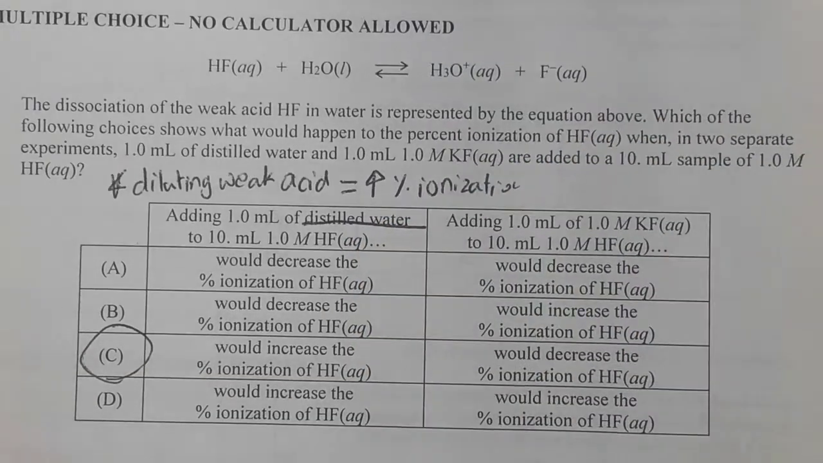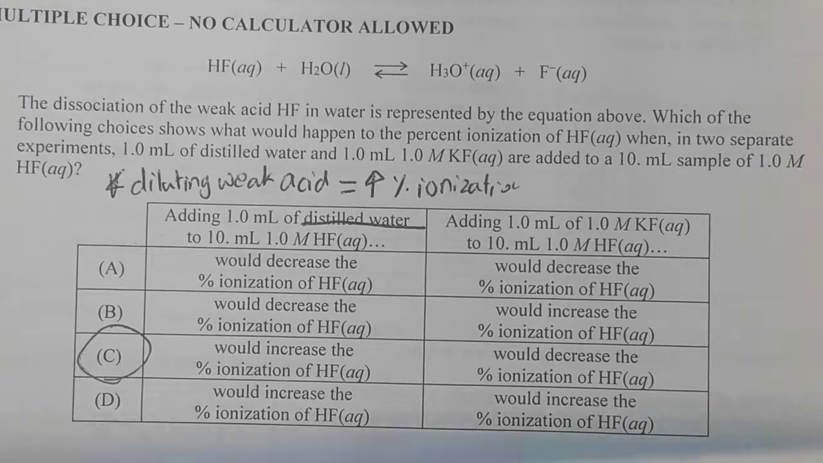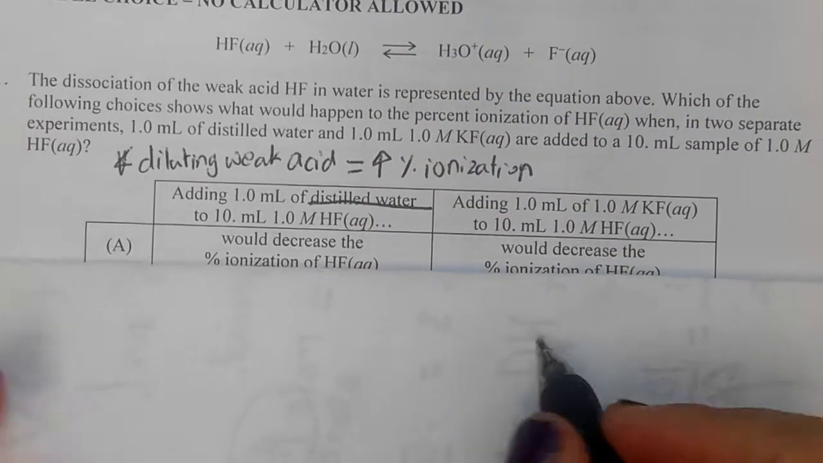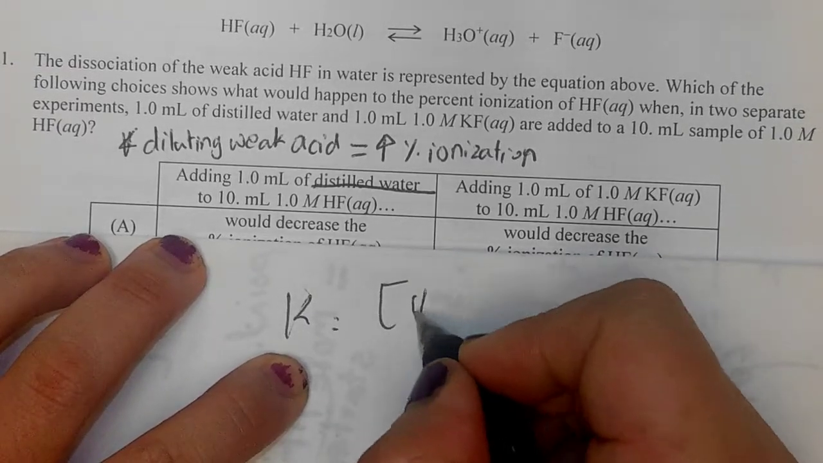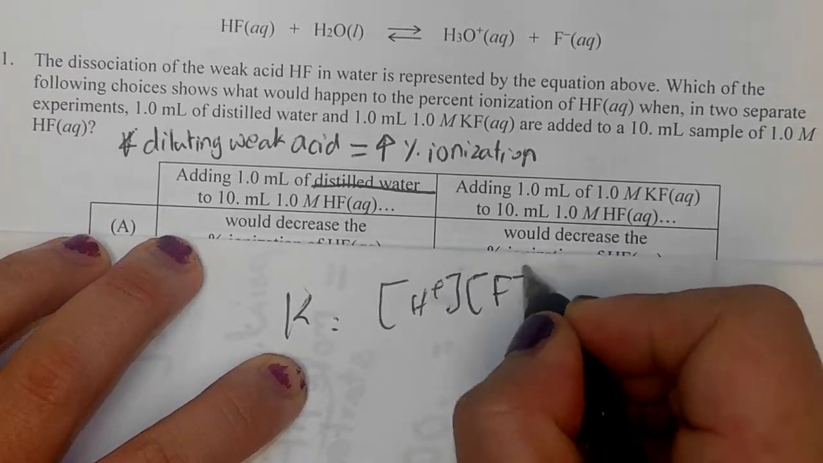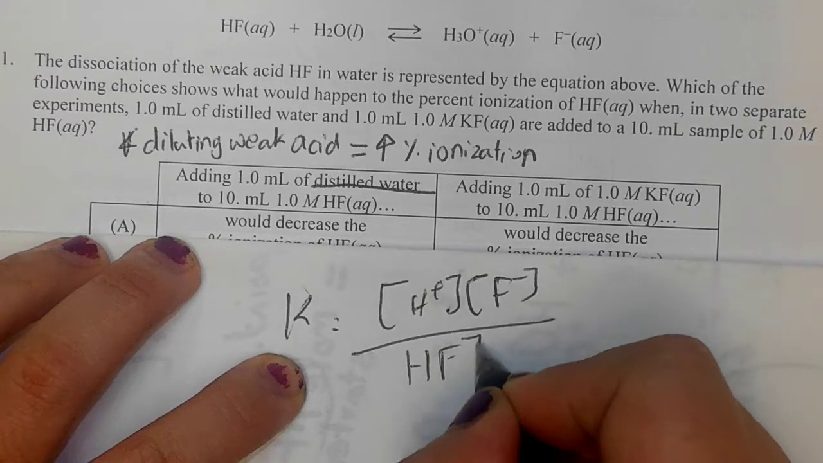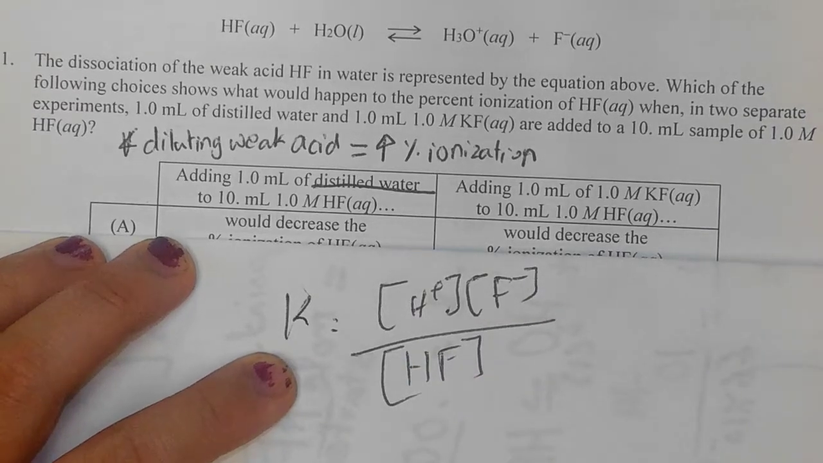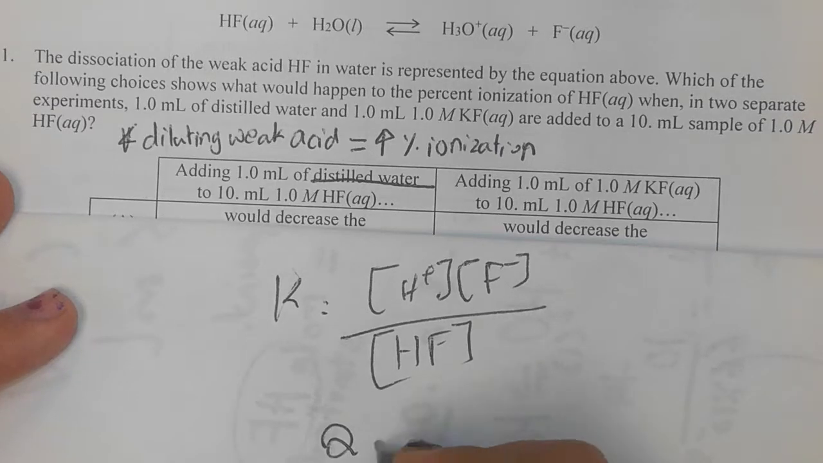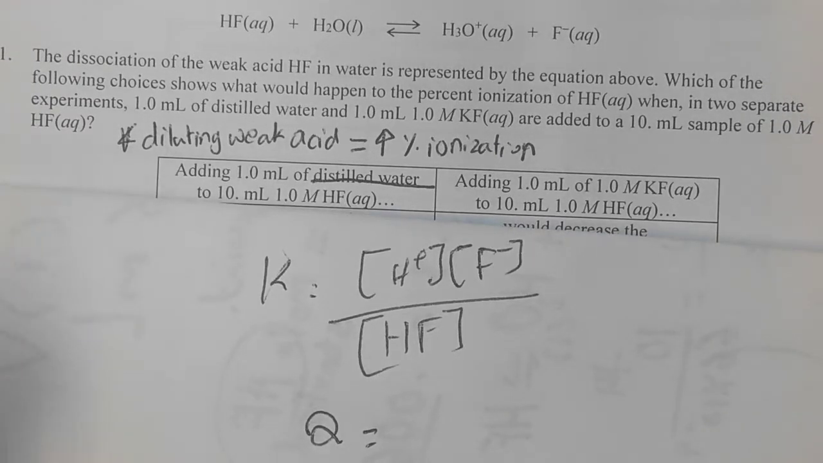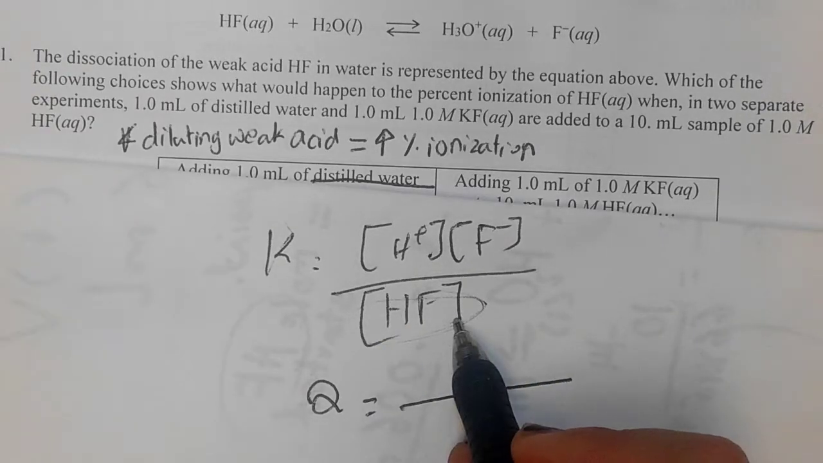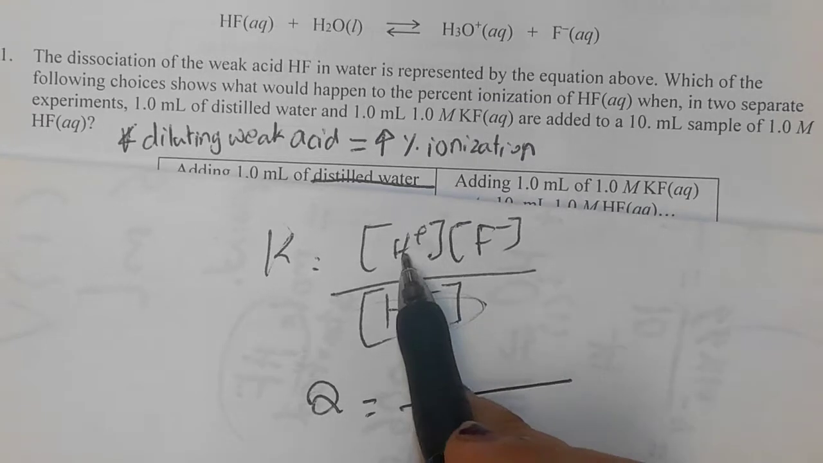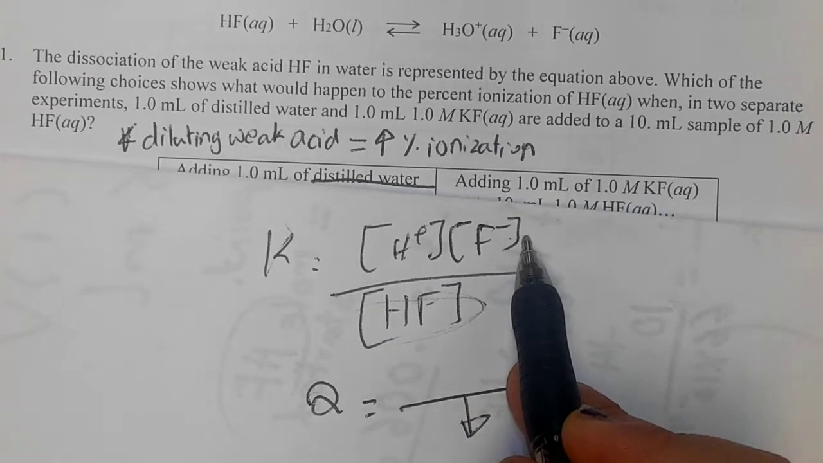If you guys are wondering how this happens, the way it's going to happen is because of this. If you look at this, to write the K value, you're going to have H plus, F minus, and then you have HF there. Since you're not calculating the K value after you dilute it, you're going to be calculating the Q value. But here is the caveat. When you dilute it, you're thinking this concentration is now decreased. Agree? Decrease. But how about these two concentrations?